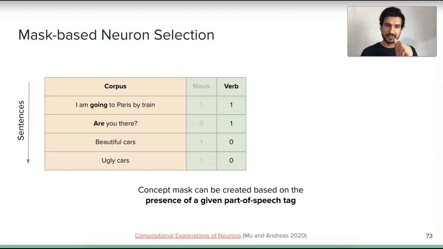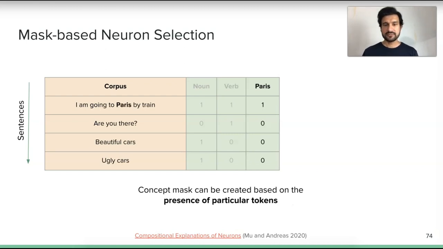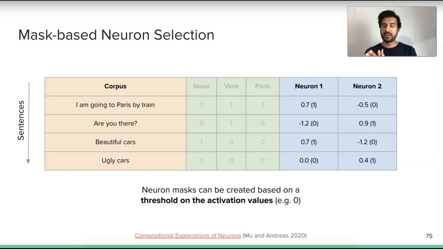Then we have another concept, which is verb. Again, based on whether a verb exists in the sentence, we can put a binary mask. Then Paris is also a concept. So here we are also trying to show that you can have part of speech tagging as a concept, but you can also have word level lexical concepts as well. So here Paris is a concept. Now for the neuron mask, we can have a mask based on a threshold on the activation value. So if the activation value is greater than 0, we consider it 1, otherwise we consider it 0.